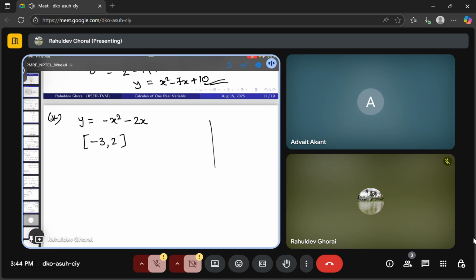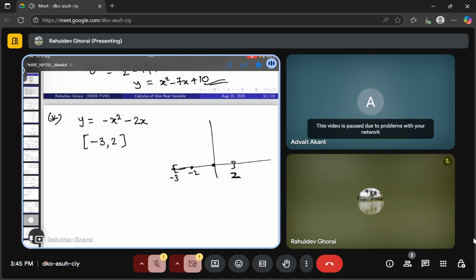Okay. The curve, minus x square minus 2x means the negative of all these things. If you take minus x common, it will be minus x times x plus 2, so at minus 2 it has 0, at 0 it has 0, this is minus 3, this is 2, right? Otherwise it will be minus x times x plus 2. If it's bigger than minus x minus 2, it is always positive, right?